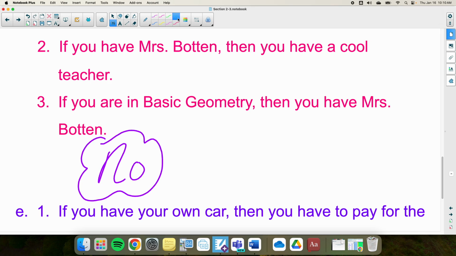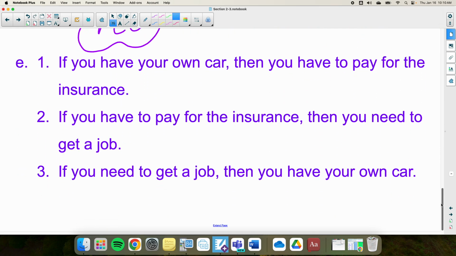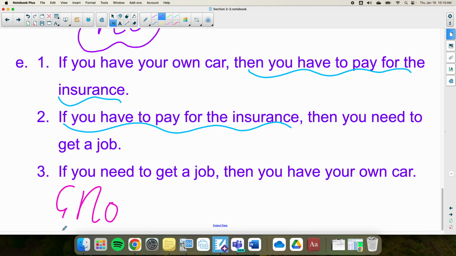Then if we look at our next one, it says, if you have your own car, then you have to pay for the insurance. If you have to pay for the insurance, then you need to get a job. So is this and this talking about the same? Yep. Okay. But did they copy this down correct? Nope. They didn't. So you have to be careful of that. This should be first, this should be second, and it's not. So this one actually is no. So you have to be careful on those.